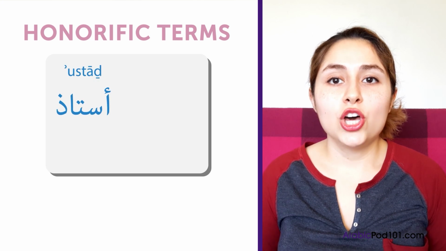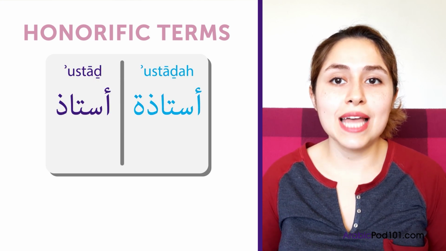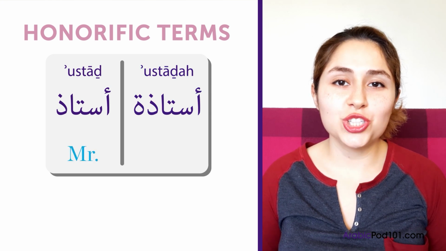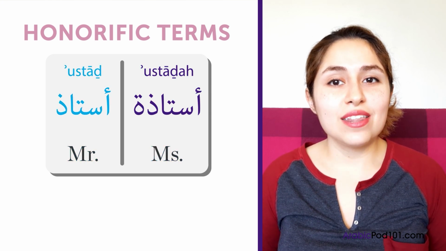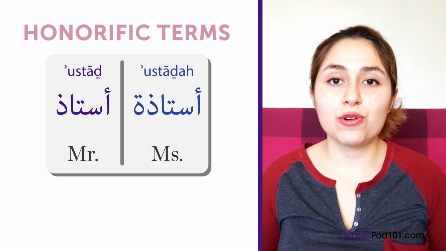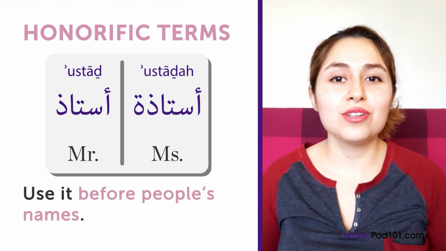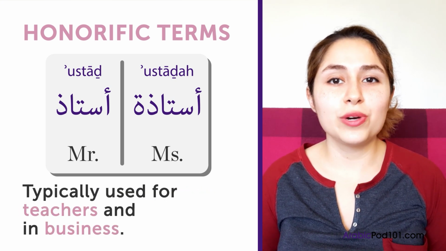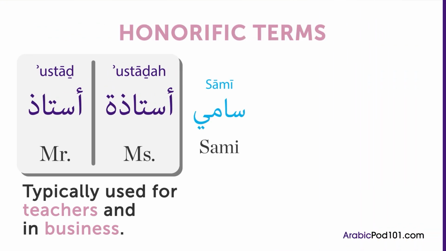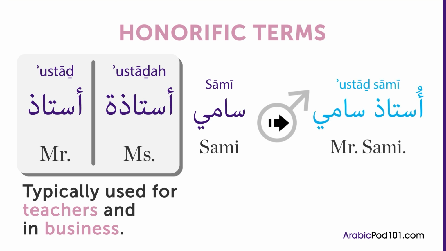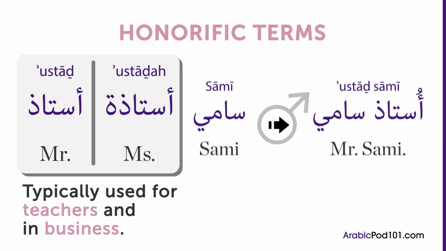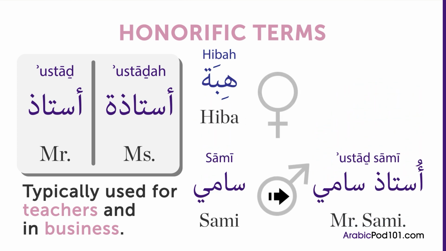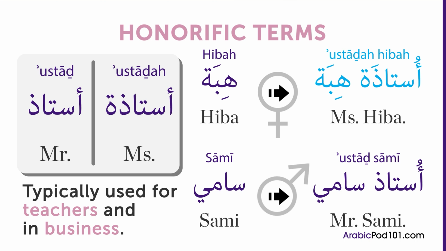Next, we have أستاذ and أستاذة, which mean Mr. and Miss. Use أستاذ for masculine and أستاذة for feminine before people's names to sound more polite. These are typically used for teachers and to address people in a business setting. For example, Sami, which is a man's name, should become أستاذ Sami, meaning Mr. Sami. Hiba, which is a woman's name, should become أستاذة Hiba, meaning Miss Hiba.